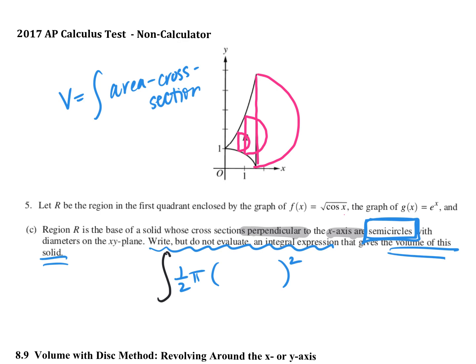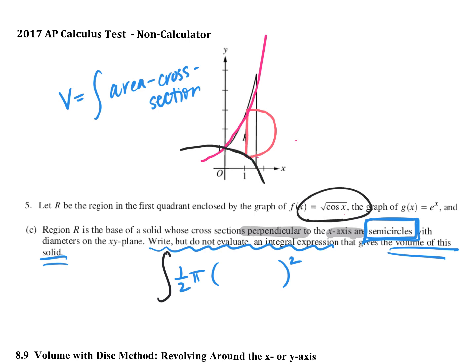I'm going to erase and draw one of these in to help us see. How am I going to find my radius? Whichever one is the top. Which one of these is root cosine x versus e to the x? E to the x is the pink one, the top one.